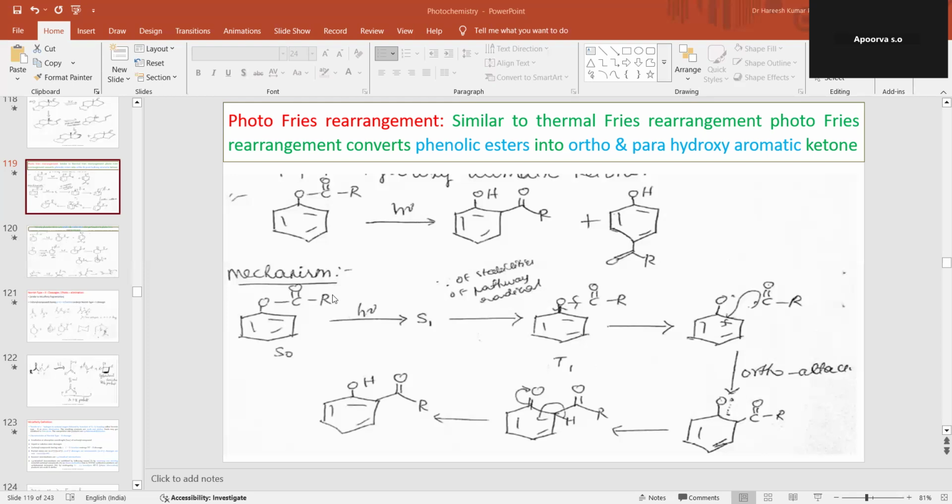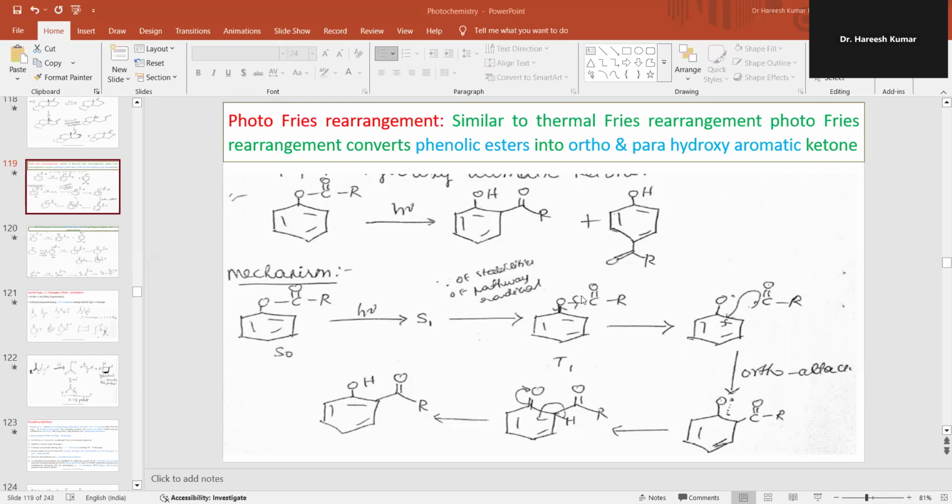Then, if you are looking at the mechanism, acetoxybenzene is irradiated at the lambda max of acetoxybenzene. A ground state one is converted into a singlet. Singlet one undergoes intersystem crossing, and the obtained one is the triplet. So this triplet undergoes cleavage. What is the cleavage? Cleavage of the alpha carbon. If you are considering CO as the functional group, that means alpha cleavage.